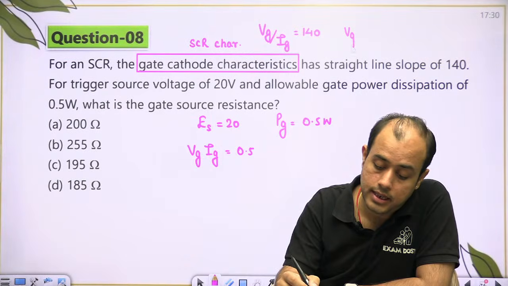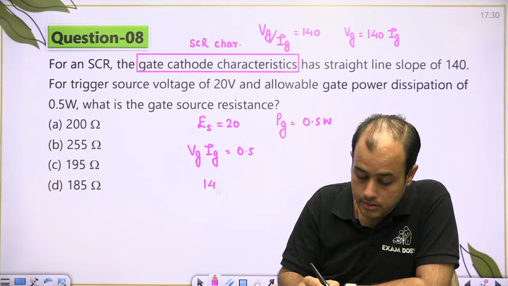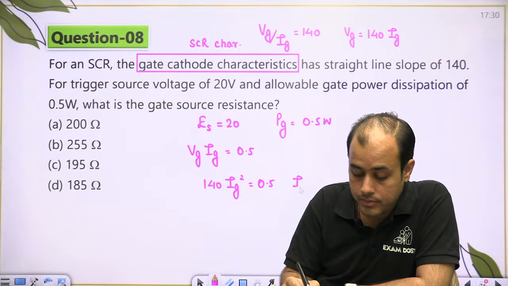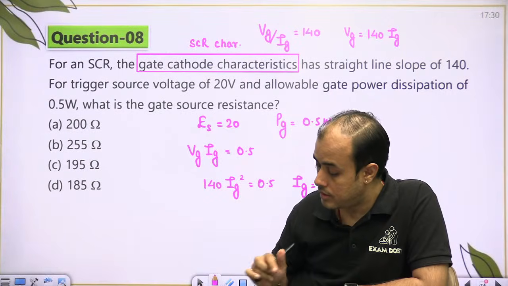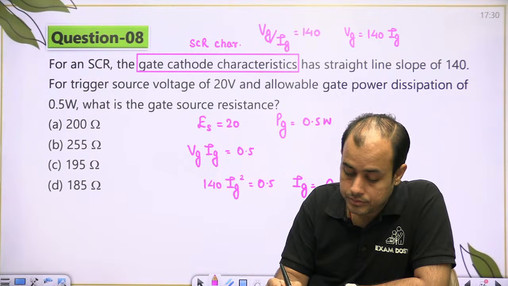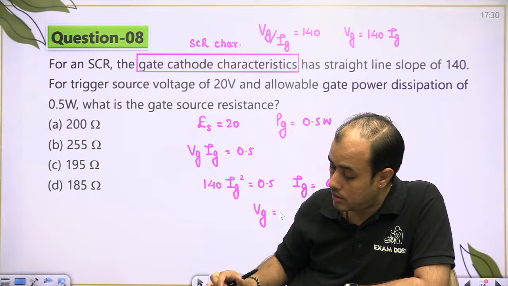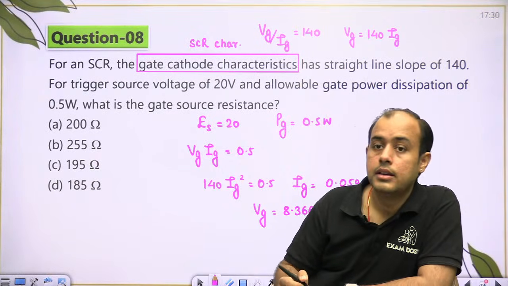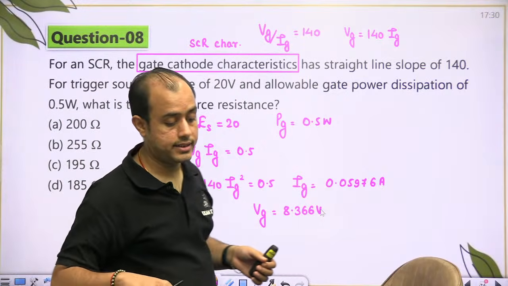Now, Pg is Vg Ig. And from here, I know Vg is 140 Ig. So I can write 140 Ig square is 0.5. So Ig will be 0.05976. So Vg will be 8.366. ठीक है, 8.366.